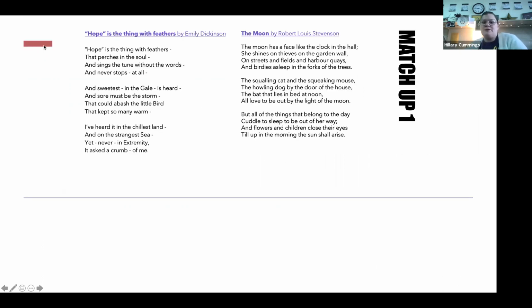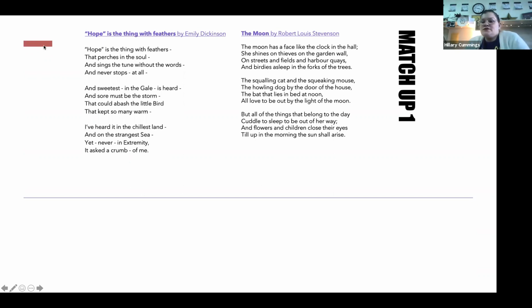And we have our matchup number 1. Hope is the Thing with Feathers by Emily Dickinson. Hope is the thing with feathers that perches in the soul and sings the tune without the words and never stops at all. And sweetest in the gale is heard, and sore must be the storm that could abash the little bird that kept so many warm. I've heard it in the chillest land and on the strangest sea, yet never in extremity it asked a crumb of me. So what tone do you hear happening in Hope is a Thing with Feathers?